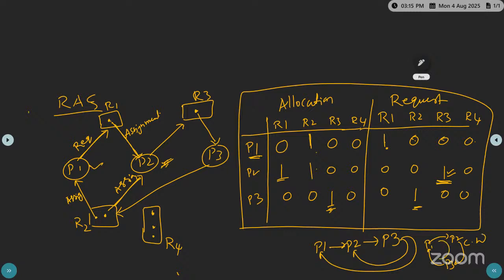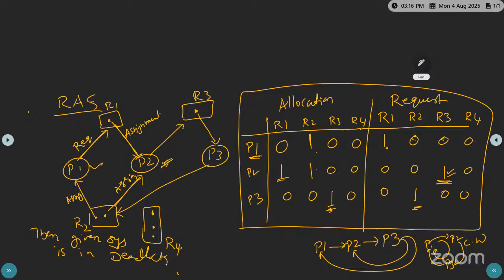If this circular wait occurs, then I can say it is in deadlock. From this, by observing the given resource allocation graph, with processes P1, P2, P3 and resources R1, R2, R3, R4, if any system is like this, then the given system is in deadlock.